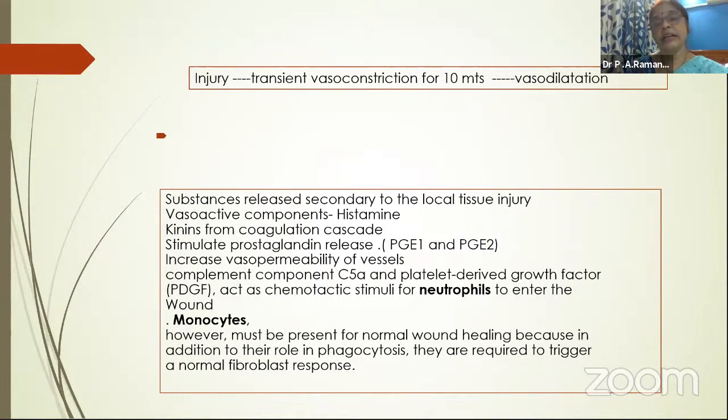Now comes the vasodilatation, where immediately after the vasodilatation, vasoactive components are released. So how are they released? You know how a clot forms. Are you aware of it? There is a cascading mechanism of coagulation. So immediately at the site of injury, there is coagulation.